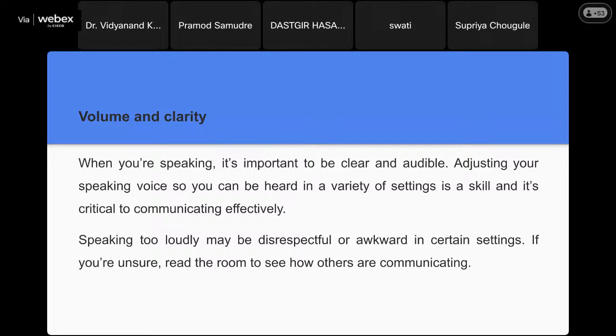Read the room to see how others are communicating. So that is again very important. What volume have you kept, and how is the clarity? Adjusting your speaking voice according to the group is equally important. When you are talking to subordinates, you need to be understood. So volume and clarity are equally important.